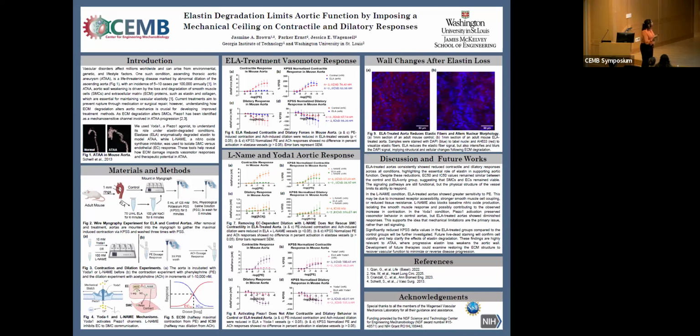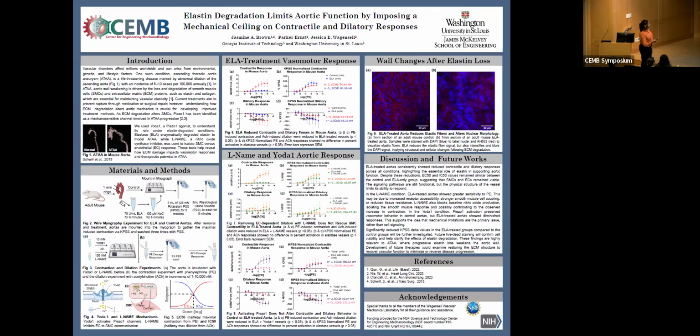And moving on to the images we see up here, we wanted to get an idea of how the aortic wall changes after elastin loss. So the control is this image here, and this is for the elastase-treated groups. We have DAPI stained in blue for cell nuclei, and in red, we stained for the elastin fibers. We can clearly see that there's much less red here, so we know that the elastin fibers are degraded.